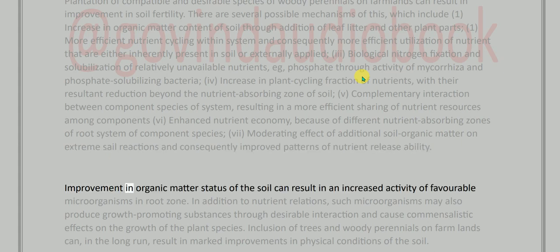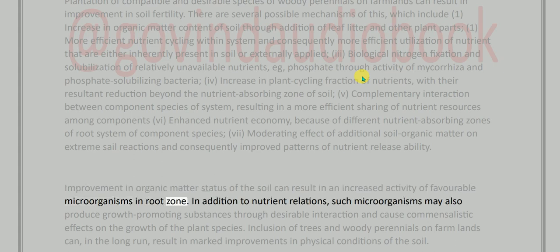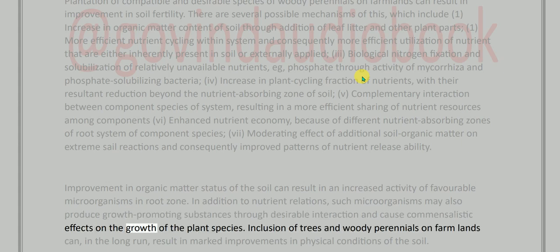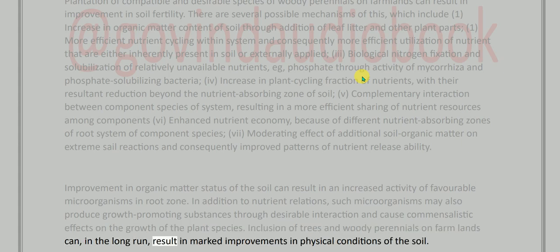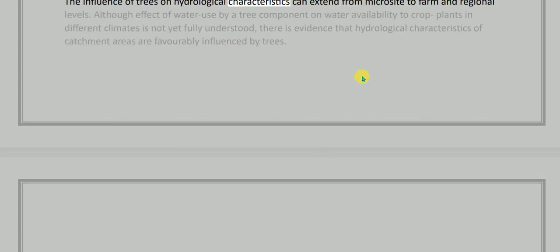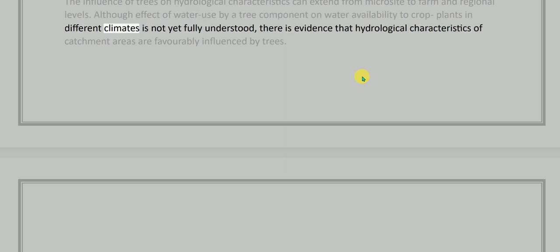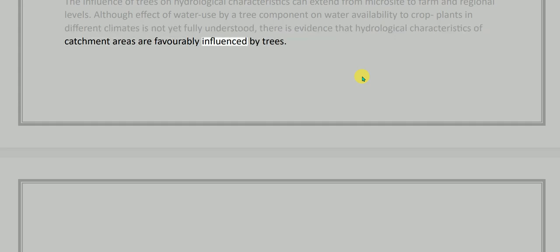Improvement in organic matter status of the soil can result in an increased activity of favorable microorganisms in the root zone. In addition to nutrient relations, such microorganisms may also produce growth-promoting substances through desirable interaction and cause commensalistic effects on the growth of the plant species. Inclusion of trees and woody perennials on farmlands can, in the long run, result in marked improvements in physical conditions of the soil. The influence of trees on hydrological characteristics can extend from microsite to farm and regional levels. Although the effect of water use by a tree component on water availability to crop plants in different climates is not yet fully understood, there is evidence that hydrological characteristics of catchment areas are favorably influenced by trees.